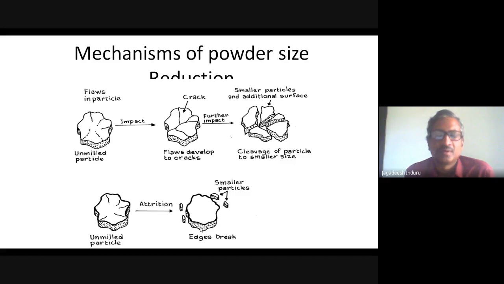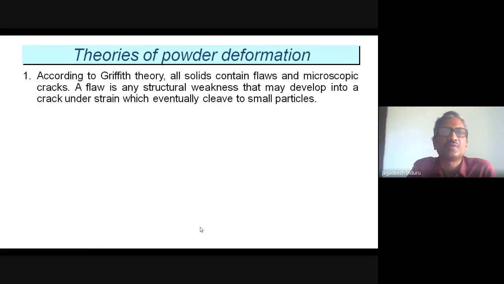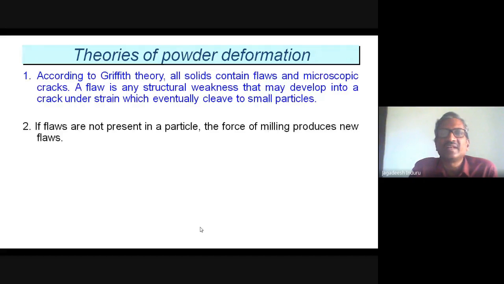Now, we are going to apply some theories of this powder deformation. If you see the above concepts, Griffith has stated that almost all solid particles contain some flaws most of the time. So in our pharmaceutical powders, whatever we are going to deal with, they contain flaws and microscopic cracks. Microscopic cracks are not visible to the naked eye, but when you observe under the microscope, they will be seen. A flaw is a structural weakness that may develop into a crack under strain when you are giving an impact or a compression, which will eventually result in a small particle.